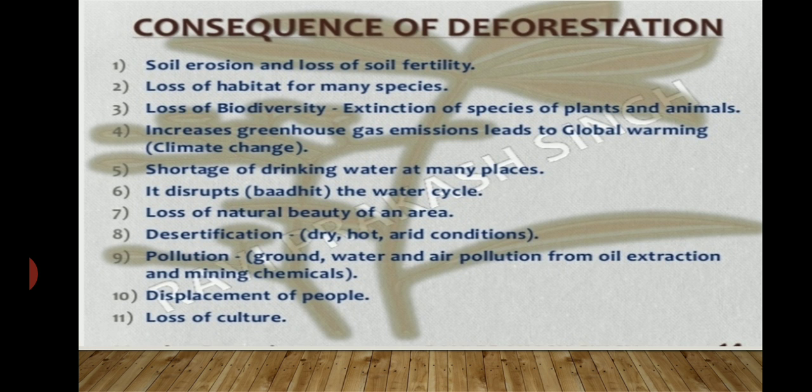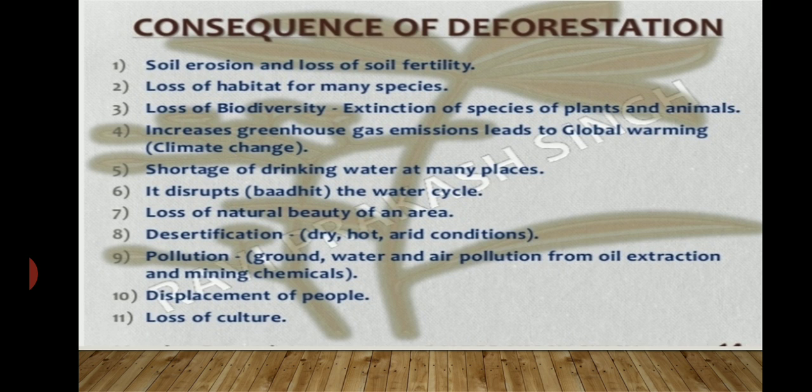Now, what will be the consequences of deforestation? We know that deforestation is a major threat to humans. It causes soil erosion and loss of soil fertility. It will not only affect the humans, but it also affects the wildlife. Loss of habitat for many species. Many animals become homeless, and when they become homeless, there is a shortage of their food. Their population will become very less, and ultimately they will disappear from the earth.